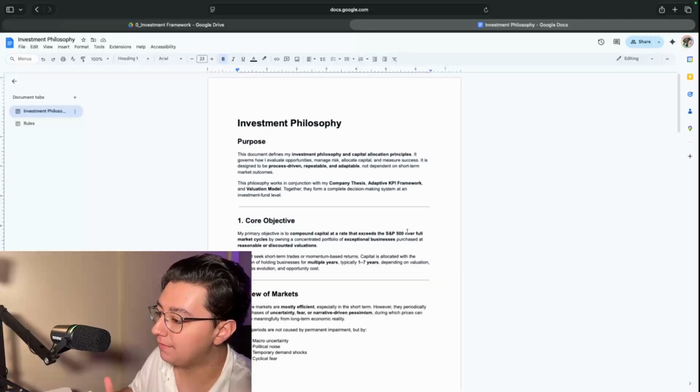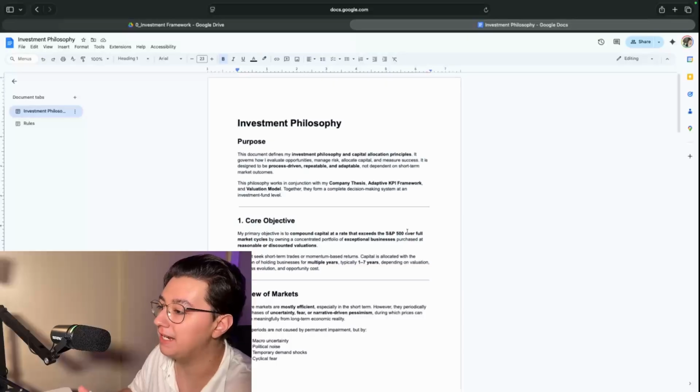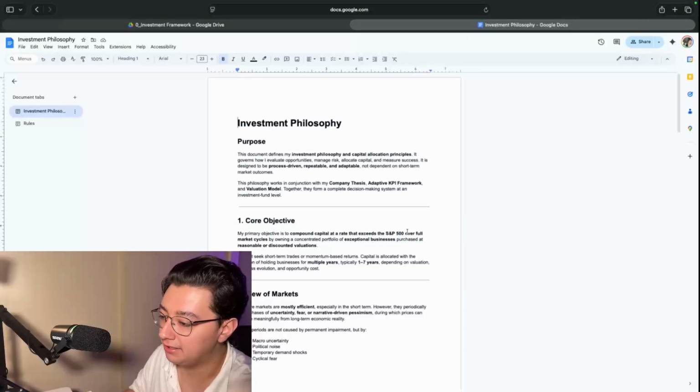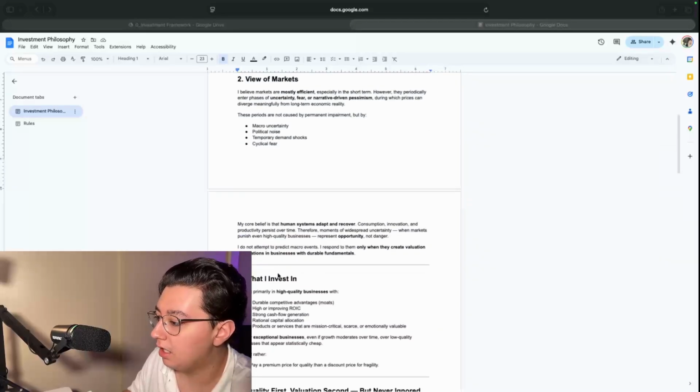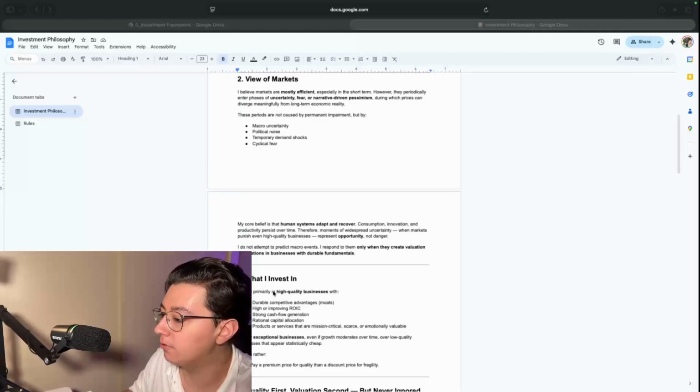And that's why I find this to be very important, because this is kind of like our foundation for everything else. And that's going to show us what we look into. For example, just to give you a brief look at mine, what I invest in. I invest primarily in high quality businesses with durable competitive advantages, high or improving ROIC, or return on invested capital, strong cash flow generation, rational capital allocation, and products or services that are mission critical, scarce, or emotionally valuable. And I prefer exceptional businesses, even if growth moderates over time, over low quality businesses that appear statistically cheap.